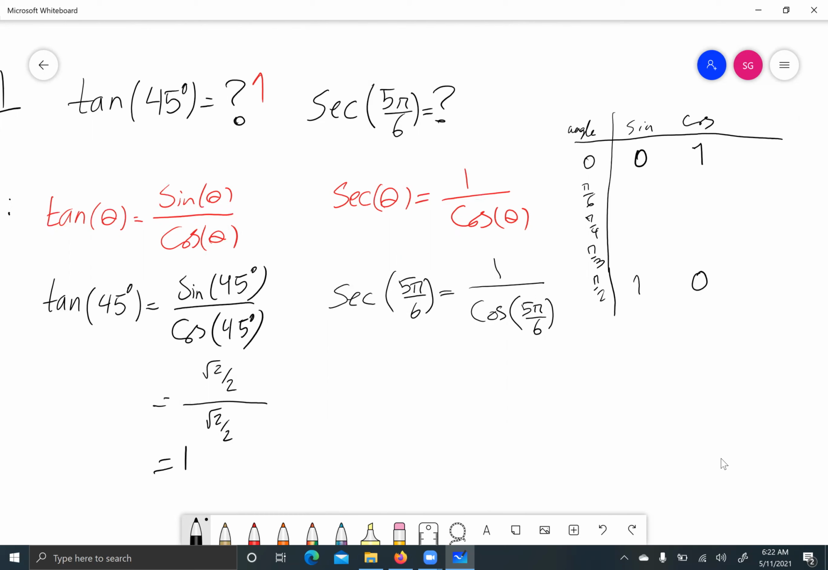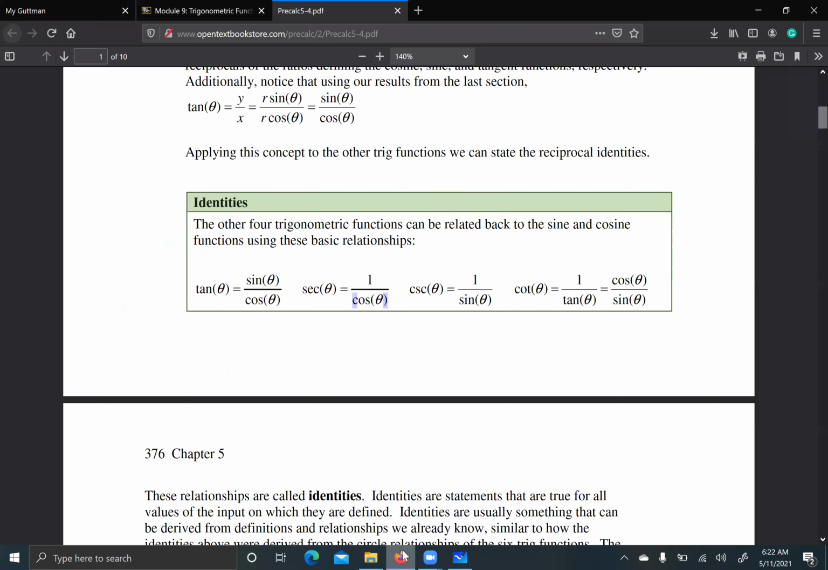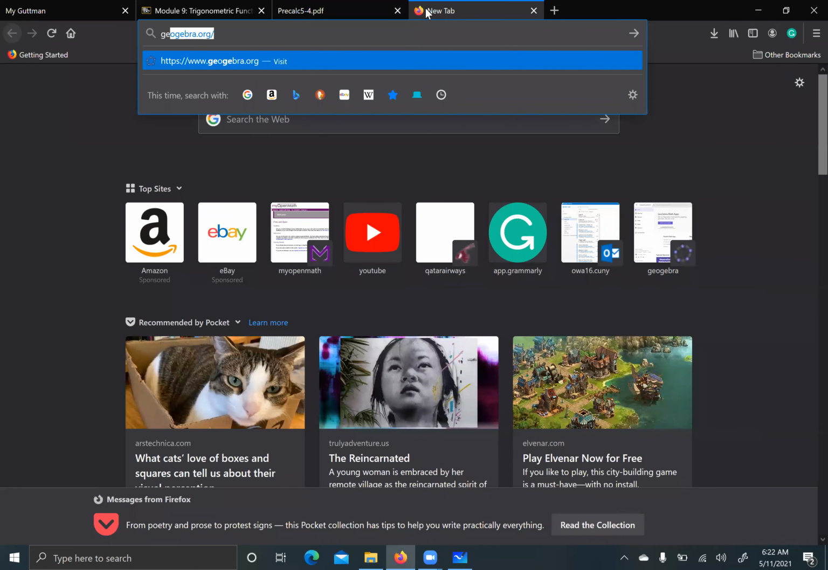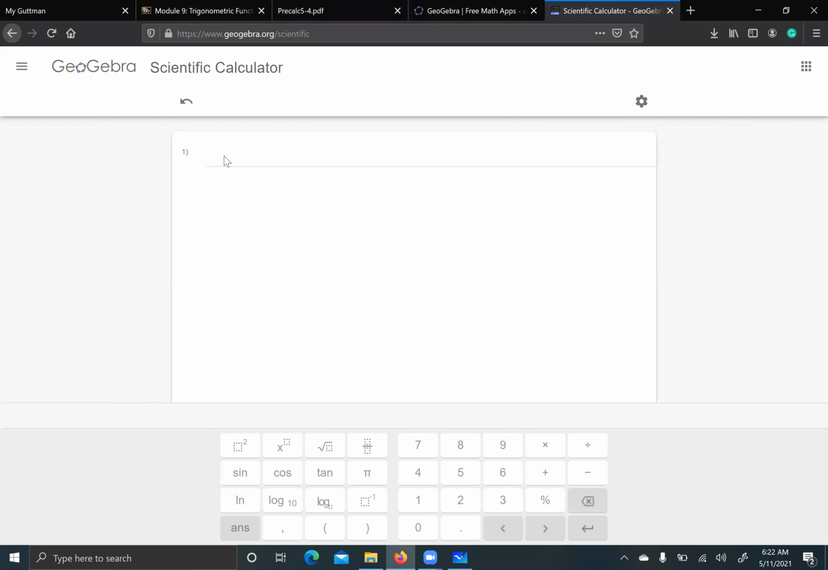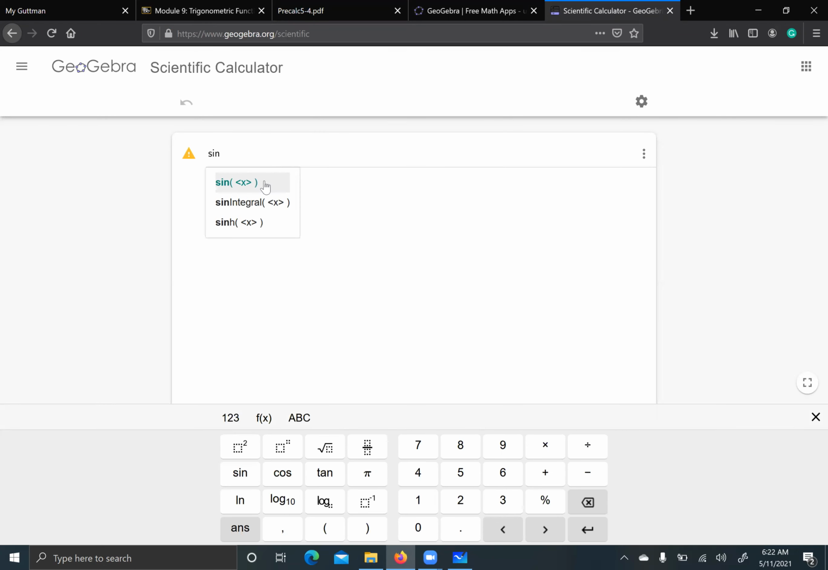And for pi over 6, do you remember? Sine is half, cosine is square root of 3 over 2. And if you want to verify that, you can definitely do that. For example, let's say you don't have it on top of your head, and I want to verify what is sine of pi over 6.